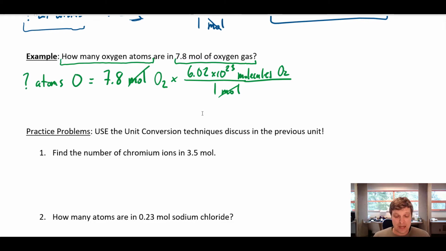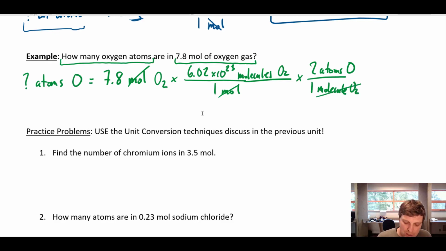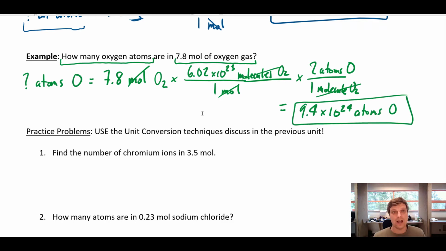But I'm not done because I don't want to know how many molecules of O2 there are. I want to know how many individual oxygen atoms there are. So I'm going to have to multiply this by another conversion factor, and you're going to have to come up with this one on your own. You're going to have to look at it and say, well, hold on a second. There are 2 atoms of oxygen for every 1 molecule of O2. And you can see here that the unit molecule of O2 cancels out, and I'm left with atoms of oxygen. And when I calculate this whole answer, I get right around 9.4 times 10 to the 24 atoms of oxygen. And that is my final answer.